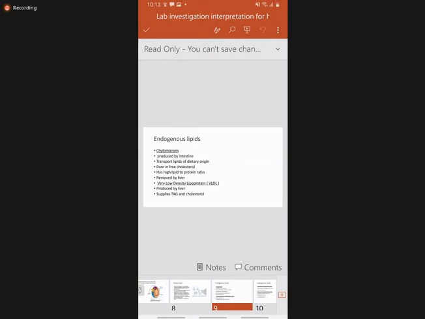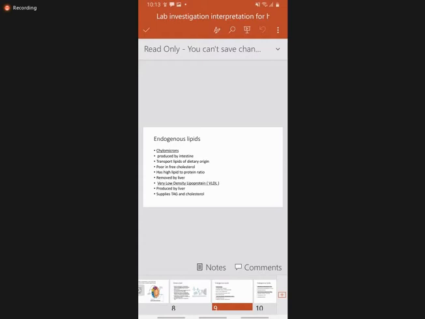Now here we have certain endogenous lipids, that is the LDL, VLDL. From where are they coming? Chylomicrons are produced by the intestine, transport lipid of the dietary origin, poor in free cholesterol, have a high lipid to protein ratio, and are removed by the liver. So these are the chylomicrons. These are the introduction of the chylomicrons.